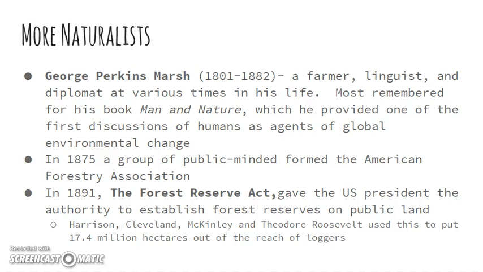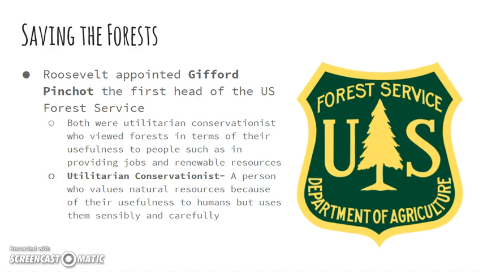So Presidents Harrison, Cleveland, McKinley, and Theodore Roosevelt used this to put 17.4 million hectares out of the reach of loggers. So these are all protected forests. No one can touch it. No one can go in and chop down these trees now because of this act.